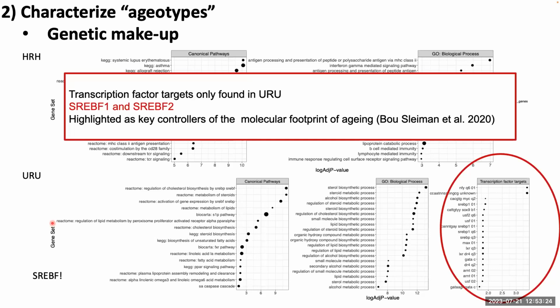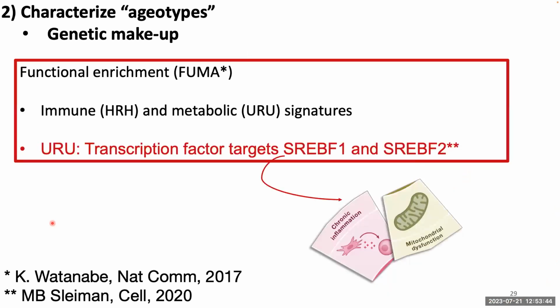And we want to highlight that only transcription factor targets were found in this unhealthier kind of phenotype, and we want to highlight these two, which are sterol regulatory element binding transcription factor 1 and 2, that have been previously highlighted as being key controllers of the molecular footprint of aging, and are highly associated to at least 3, I here put 2, but at least 3 molecular hallmarks that I mentioned before that have been associated with aging: chronic inflammation, mitochondrial dysfunction, and autophagy.